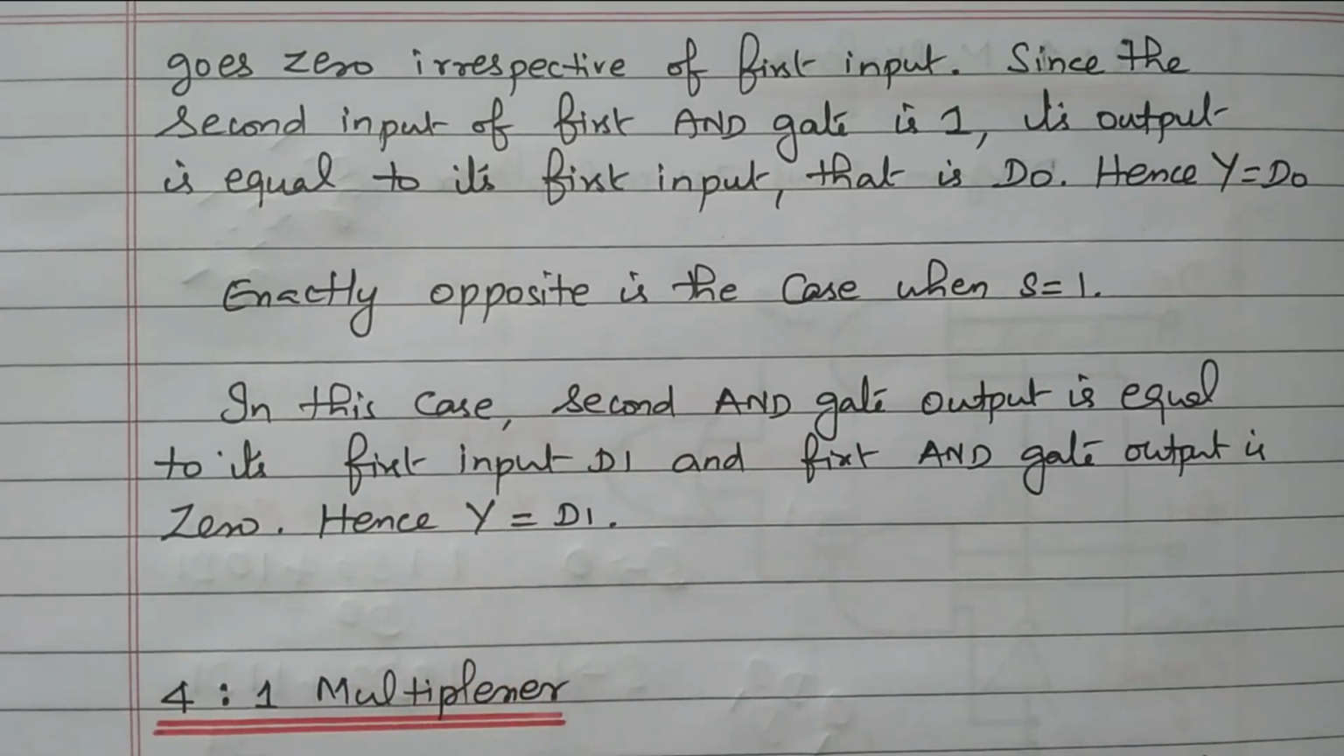So, in this video, we discussed the 2:1 multiplexer, 2 inputs with 1 output, that is controlled by one selection line. If the selection line is 0, the first input will be available at the output, and if the selection line is 1, the second input is available at the output.